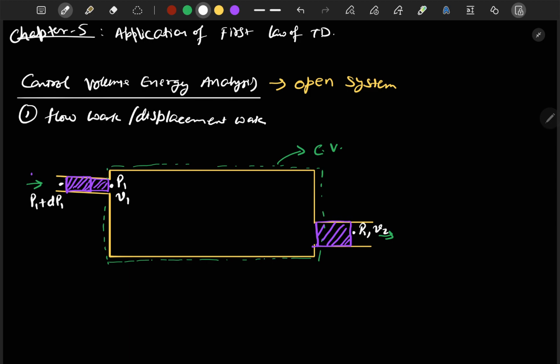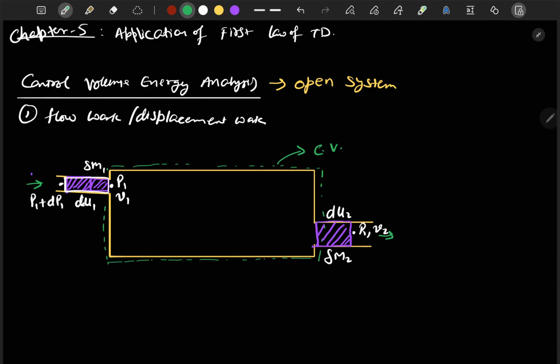Similarly at this side, let's say the pressure is P2 and the specific volume is V2. Now let's consider the energy of the element to be delta U and the mass of the element to be delta M. At entry, let's say it has energy delta U1 and mass delta M1, and at exit it is delta U2 and mass delta M2. So what is flow work? Flow work is the work required to move this fluid element inside the system.